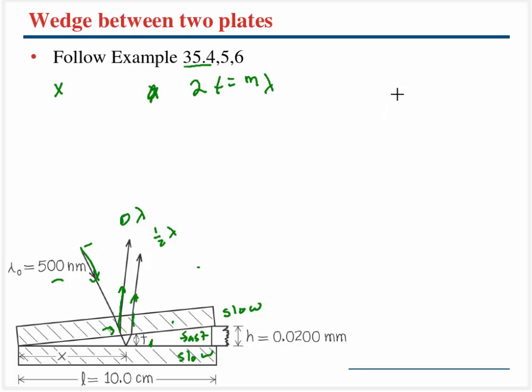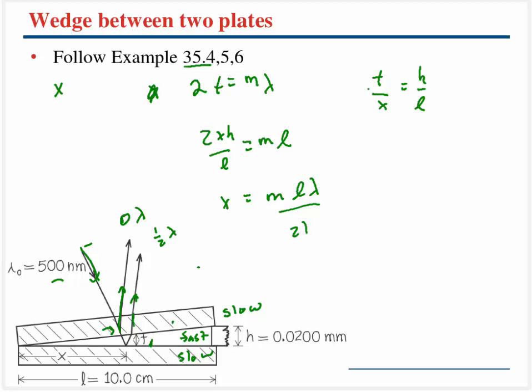And we can use kind of similar triangles to say t over x is going to be equal to h over l. So we can say that we have 2xh divided by l is going to be equal to m lambda, where I've simply solved for t. And therefore x is going to be equal to m l lambda divided by 2h. So m is just 0, 1, 2, 3, 4, 5.